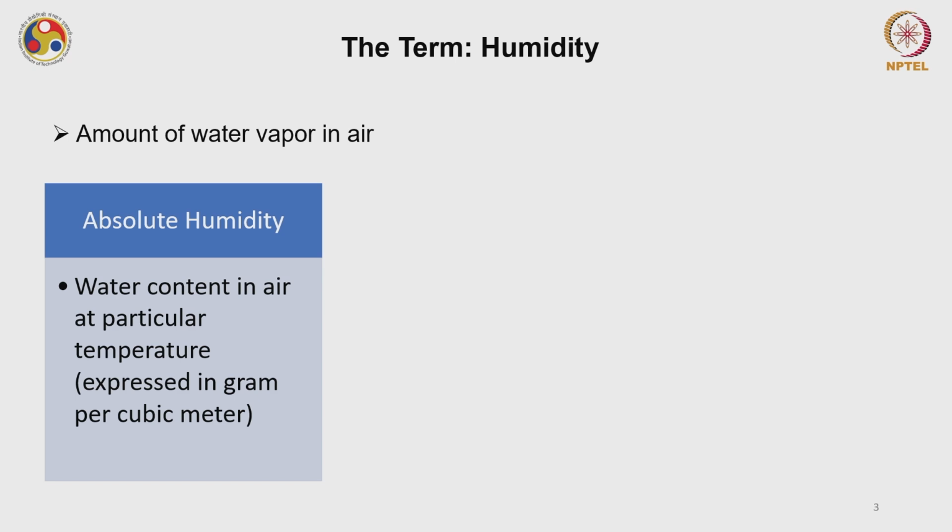The first is absolute humidity. Water content in air at a particular temperature, expressed in gram per cubic meter, is known as absolute humidity. As the definition suggests, this definition is mostly absolute in nature: the total water content in air at some temperature. That temperature is fixed, but what we are talking about is the water content in air in a particular volume, expressed in gram per cubic meter.